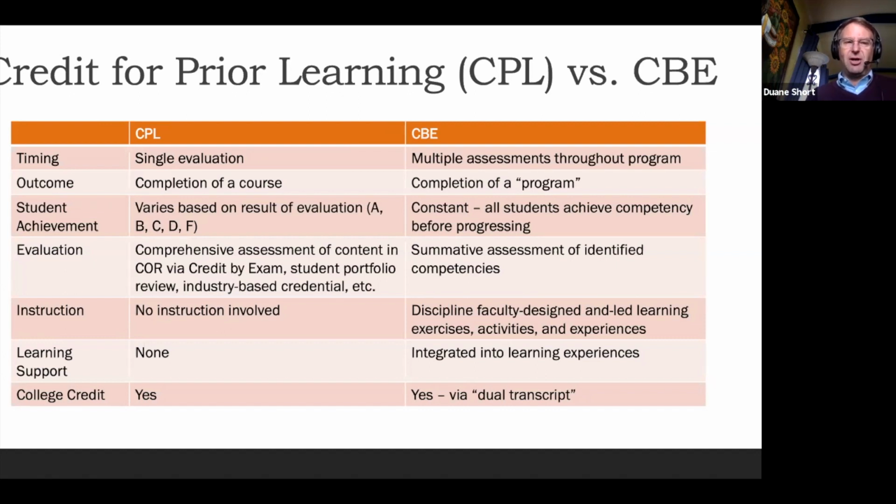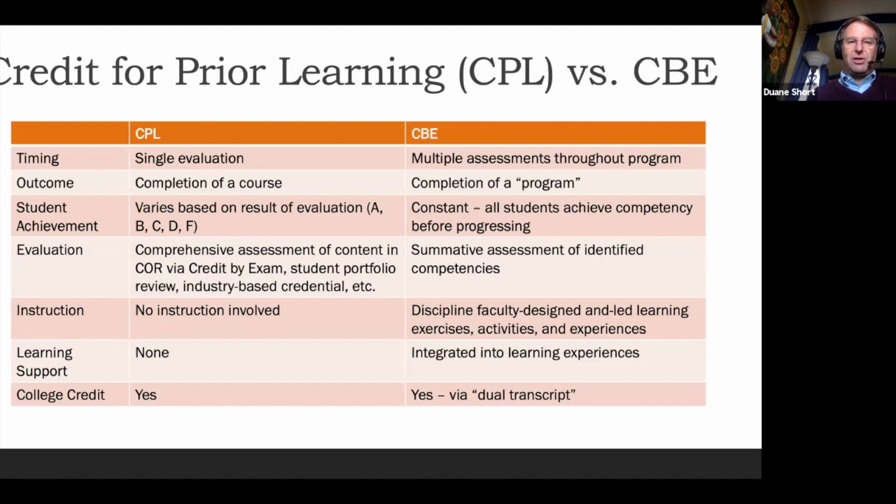So you can see that on the chart here, right? The timing: credit for prior learning is just a one-time evaluation, maybe through something like industry certification or through a credit by exam test. The outcome is you've completed a course, right? You get course credit on your transcript for credit for prior learning. The student achievement is just the same as a traditional class, whereas in competency-based education, there is no grade.